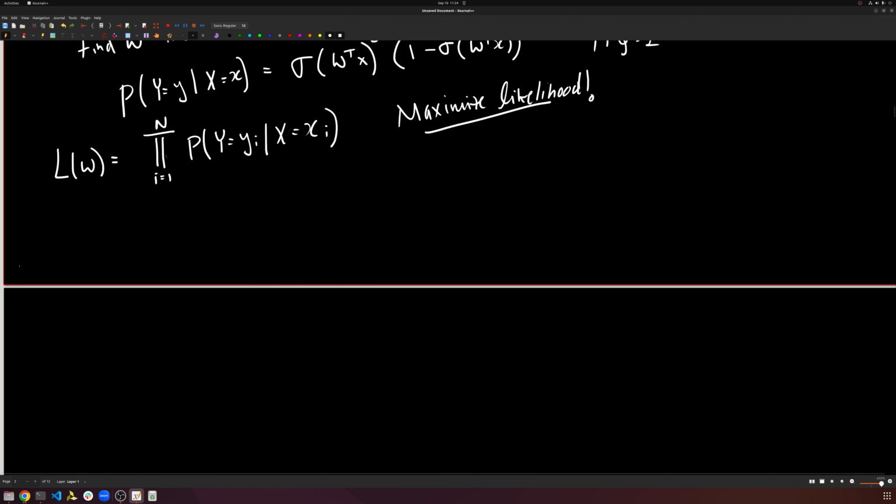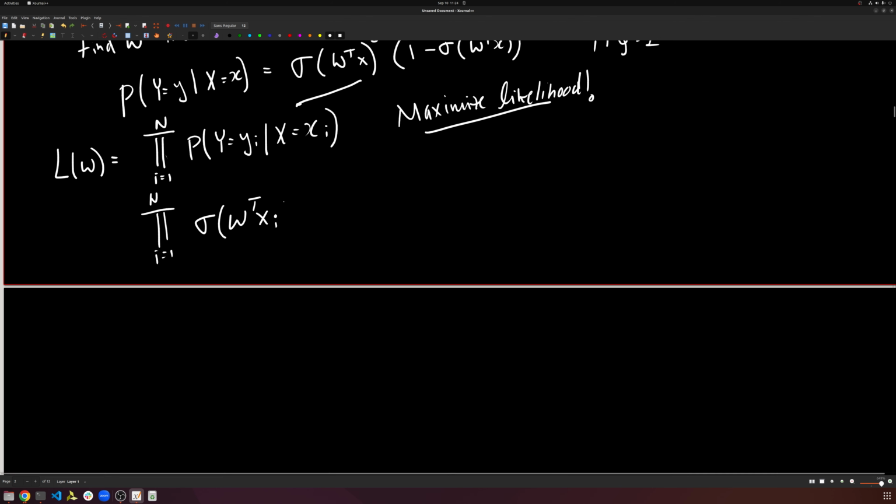So we have the likelihood of this. Let's just go ahead and plug in our form, right? So this is going to be the product of i equals 1 to n. And the probability of this is just going to be the sigmoid of w transpose xi to the power yi, and then 1 minus the sigmoid of w transpose xi to the power 1 minus yi. Right? So this is my likelihood function for a specific w, and our goal is to optimize w to maximize this likelihood.